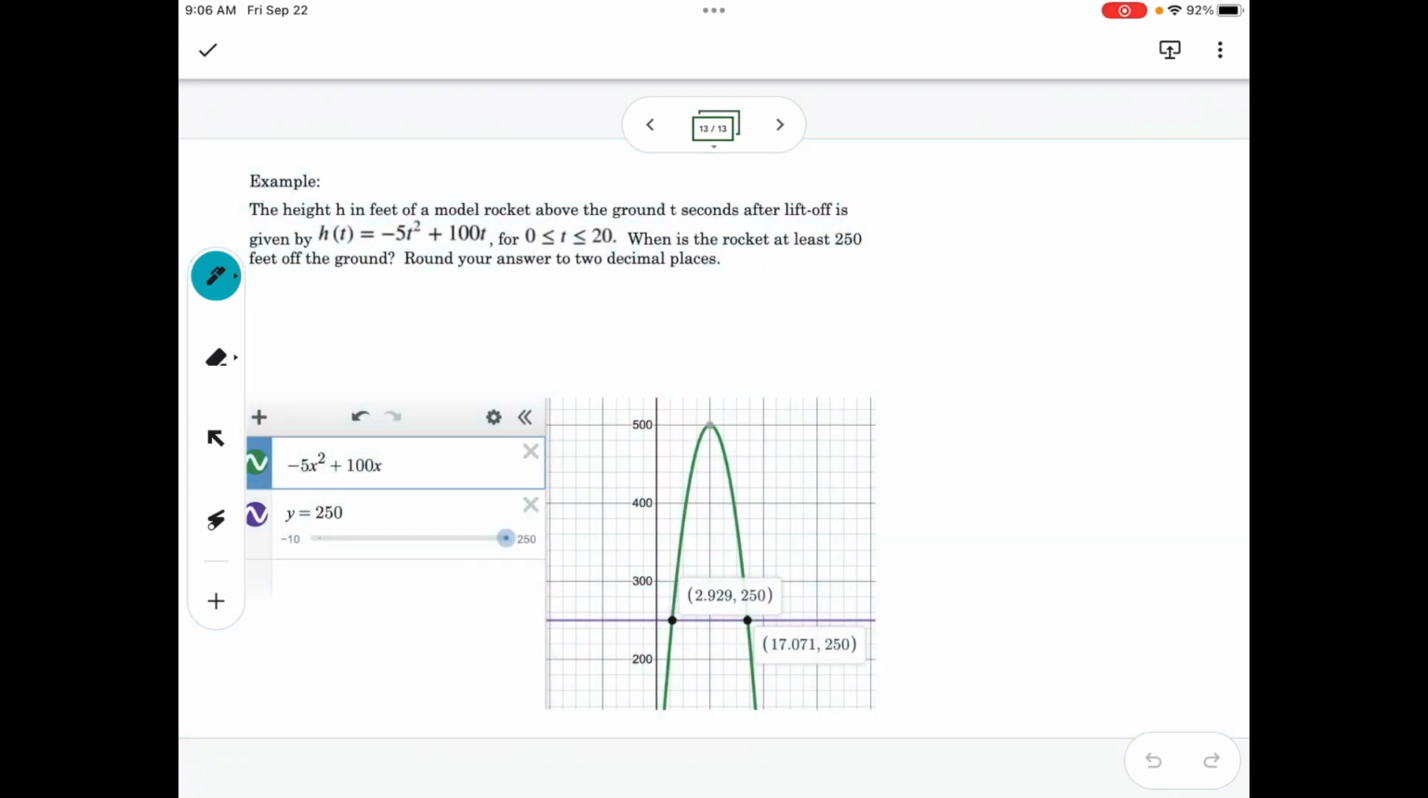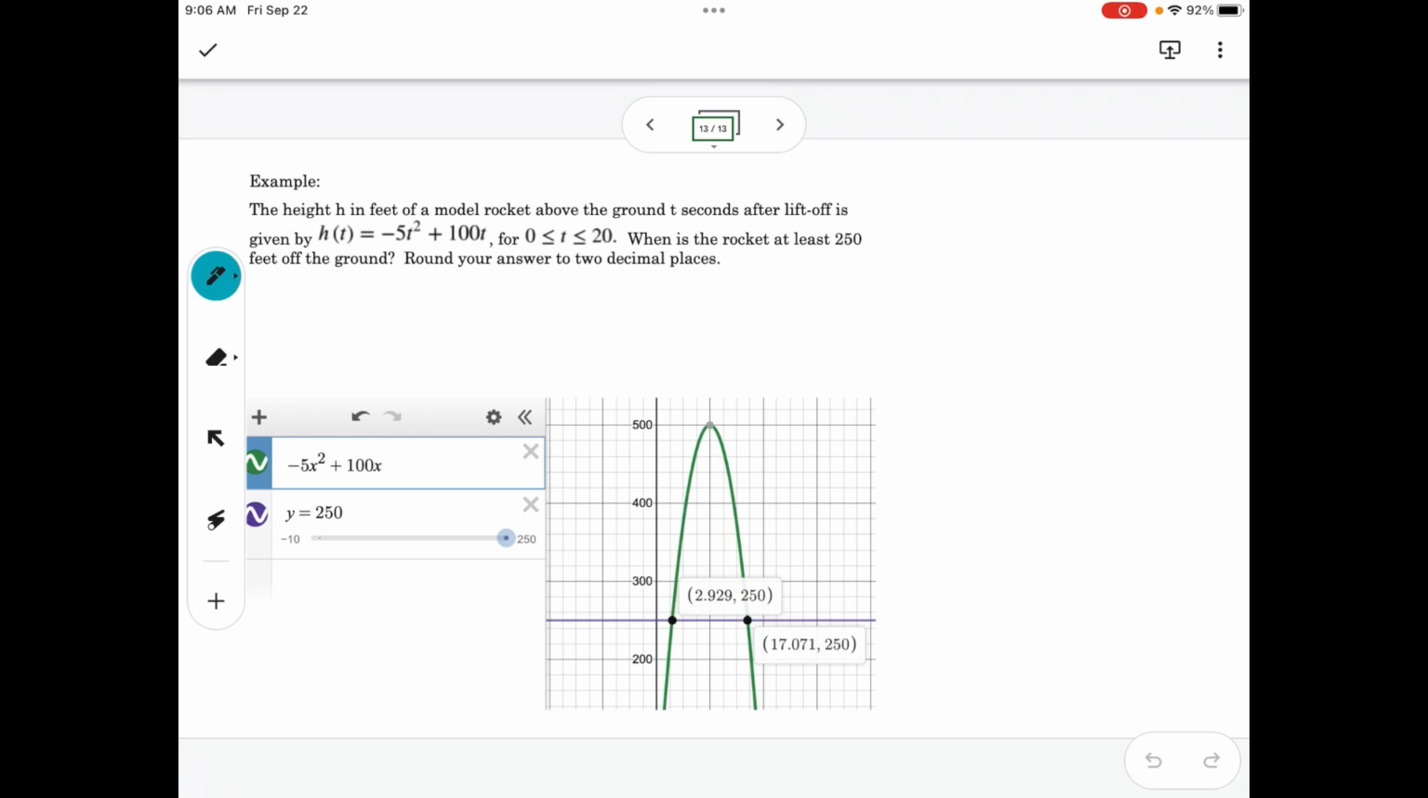Another similar problem where we're setting it equal to a value: the height in feet of our rocket. So we have a similar rocket that we talked about the other day, except this particular rocket has a different height function. And t is t seconds after liftoff. T has to be between 0 and 20 seconds. When is the rocket at least 250 feet off the ground?